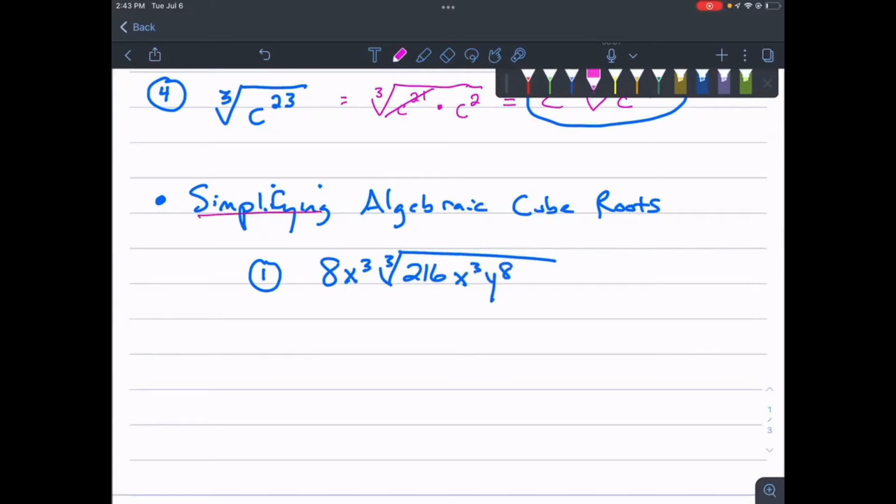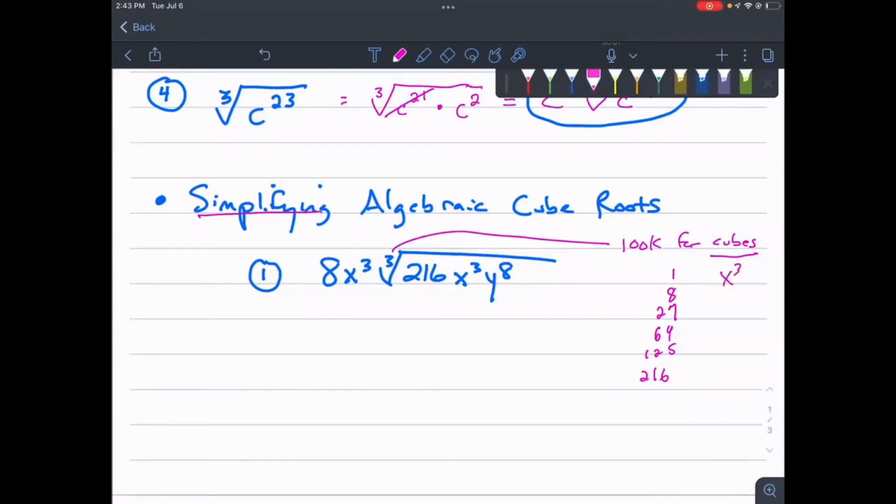So if we're simplifying this, we're going to look for cubes. If this was a square root, we'd be looking for squares, but here we've got a 3 as the index in that little nook. So we're going to be looking for cubes. So I'm going to rewrite that list: 1, 8, 27, 64, 125, and then 216. So 1 cubed, 2 cubed, 3 cubed, 4 cubed, 5 cubed, and 6 cubed.